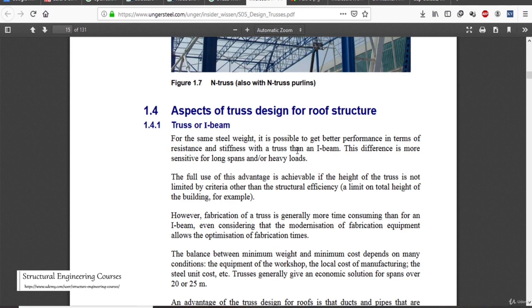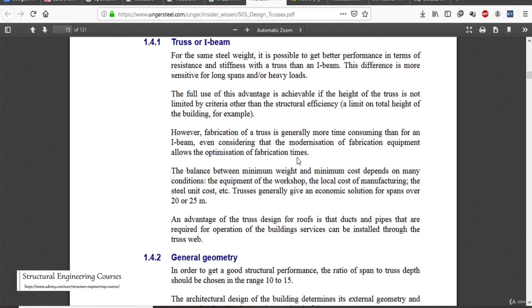But the weight of the truss shall be much lower as compared to the weight of an I section. So that is the main sole reason why we go for the truss sections. But every advantage has a disadvantage also. So truss has higher fabrication timing requirements as compared to the simple I sections.